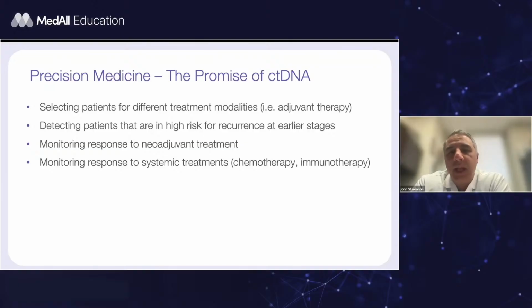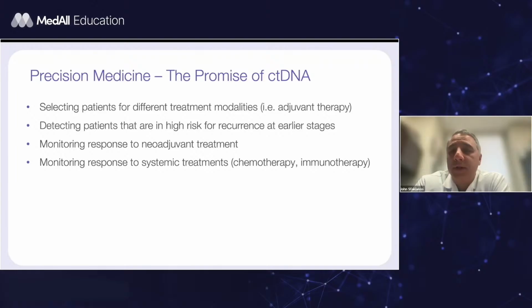But I think that ctDNA now is really the true promise of precision medicine. And that is because not necessarily predictive on what therapy we can use, but definitely prognostic. And it will allow us to make treatment decisions based on that prognosis. So we can identify patients that may be best suited for adjuvant therapy.